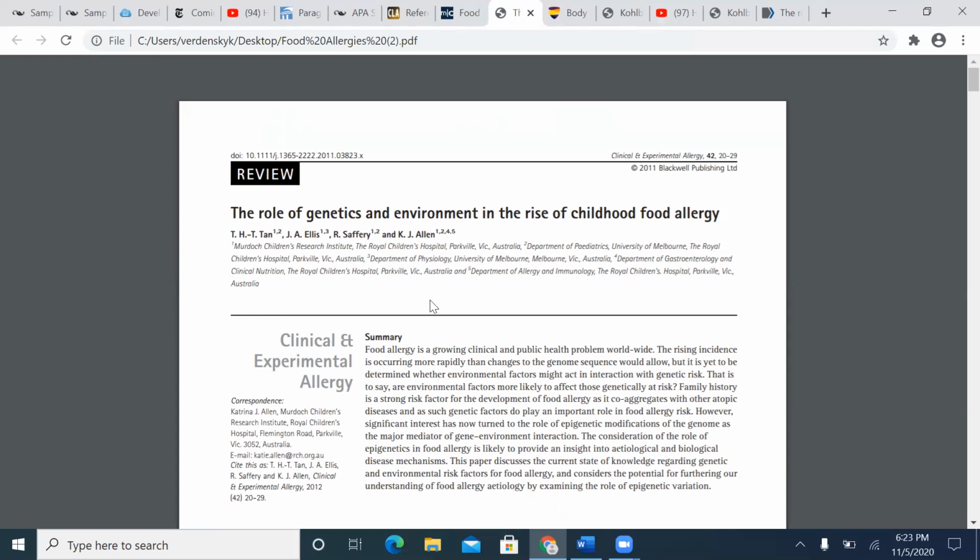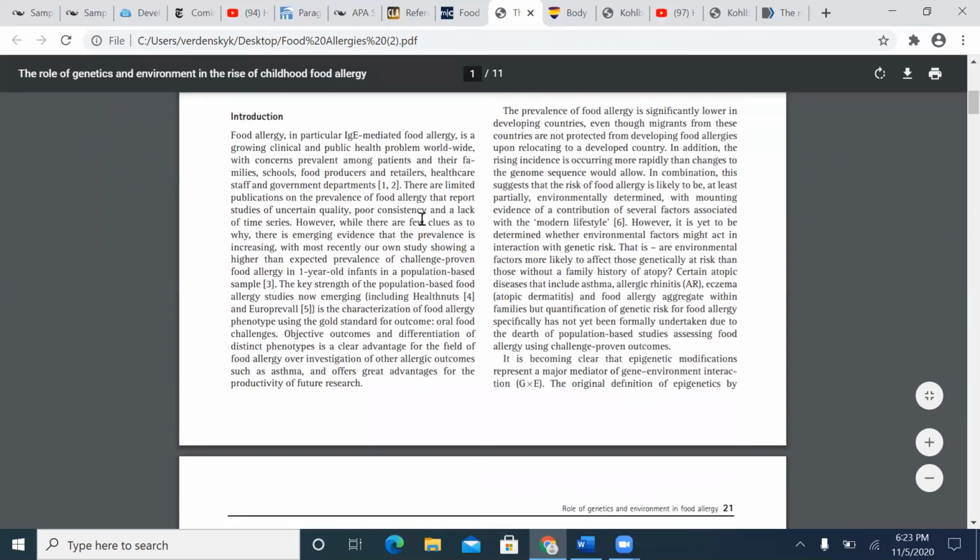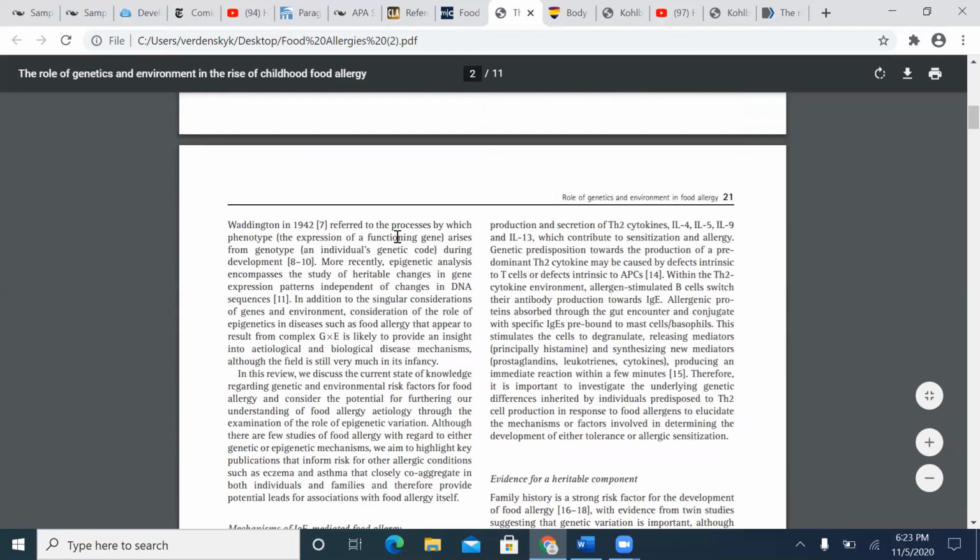So we're going to survey this piece of writing. The title, The Role of Genetics and Environment in the Rise of Childhood Food Allergy. Just from the title, I know that two major subjects are going to be addressed, genetics and environment. I'm not really sure yet which one I want to focus on. So I'm going to skim the text first. I'm looking at the organization of this text, and it starts with a summary, and then it builds into the introduction. Again, I'm just skimming.